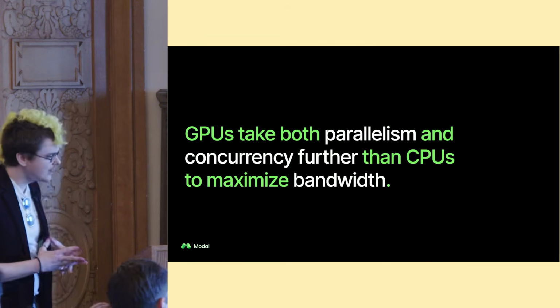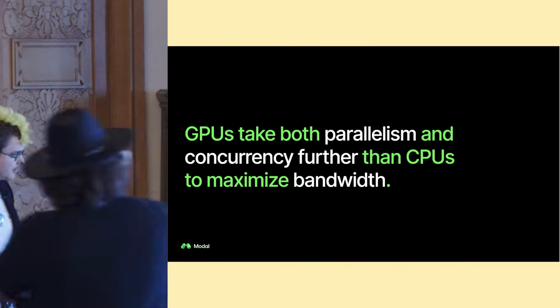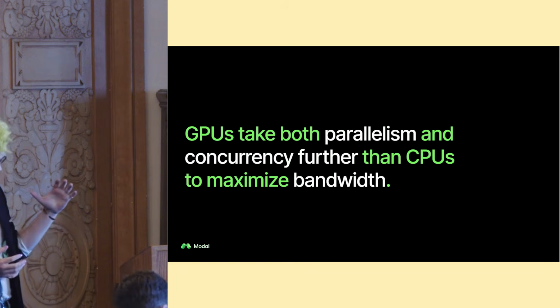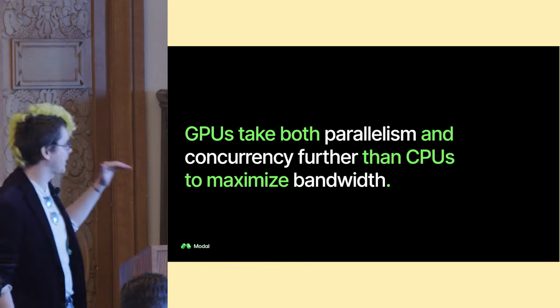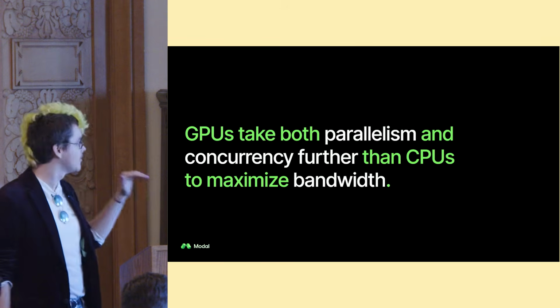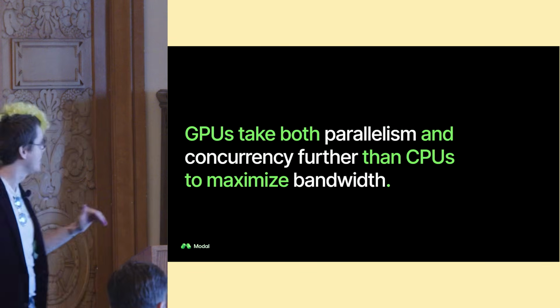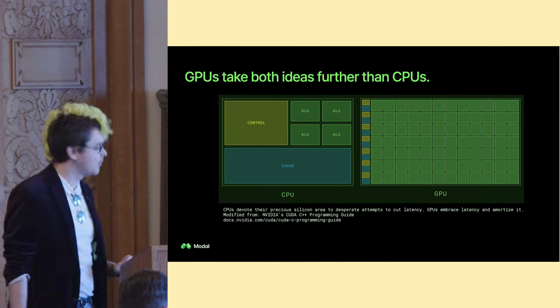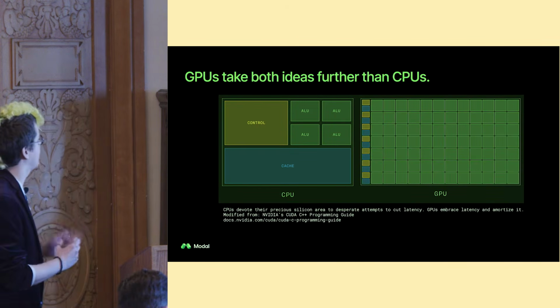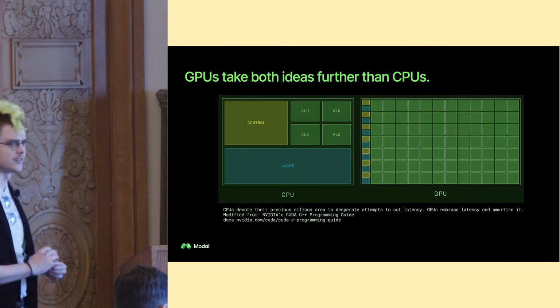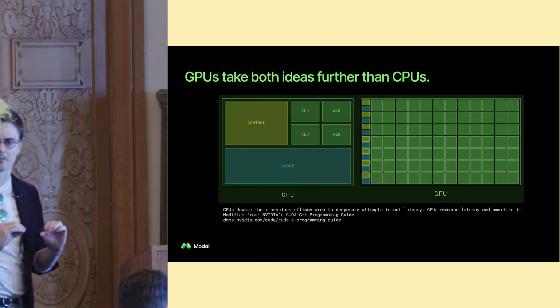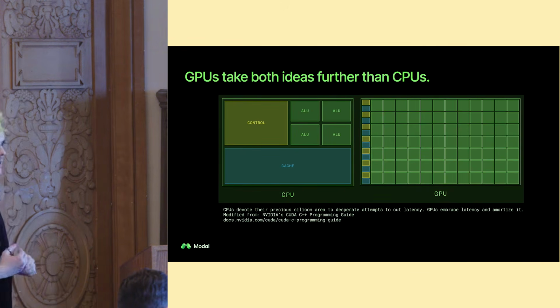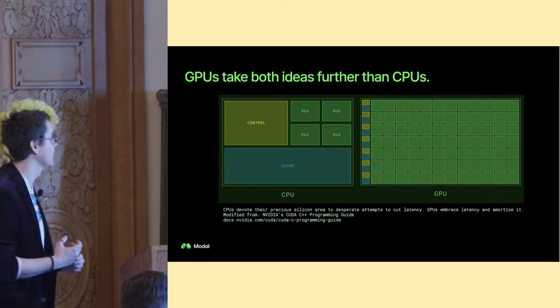But yeah, so talking about this, to frame how GPUs and CPUs differ: GPUs take both parallelism and concurrency further than CPUs do to maximize bandwidth. If you look at the silicon area of a CPU and a GPU, this is a highly contended, very optimized resource, so you learn a lot about these systems by looking at where they devote area.